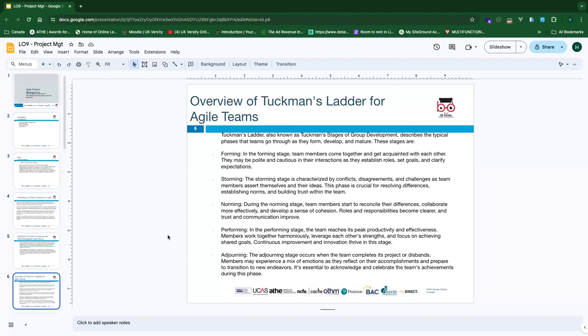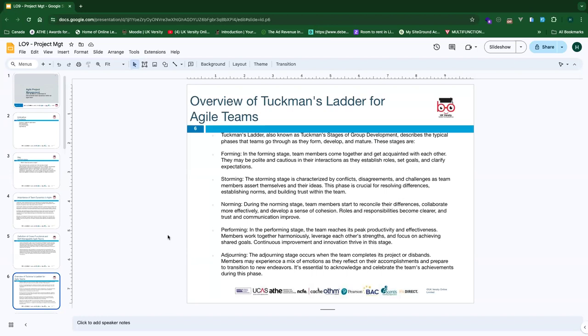And during the norming stage, team members start to reconcile their differences, collaborate more effectively, and develop a sense of cohesion. So that is the phase whereby you've grown into the company, you've grown with each other. So the roles and responsibilities are more clear, and trust and communication improve. That is what the norming stage is about.